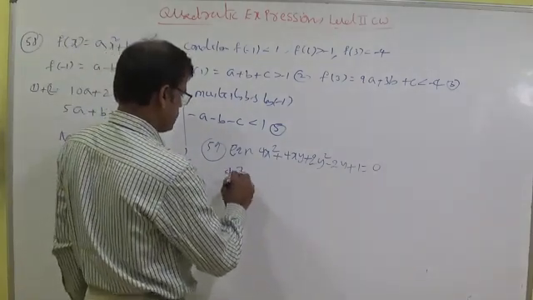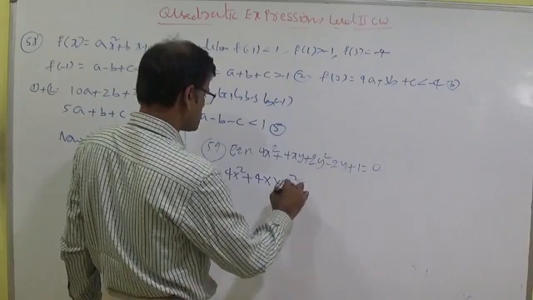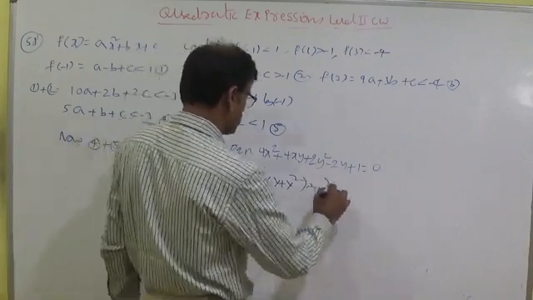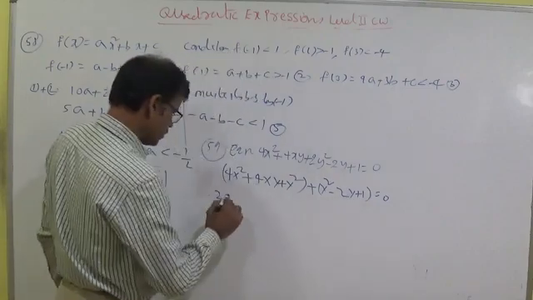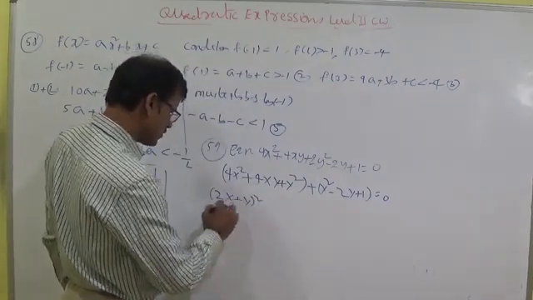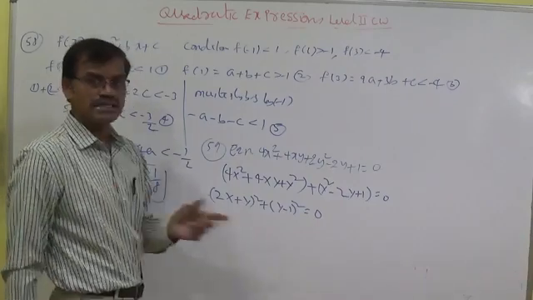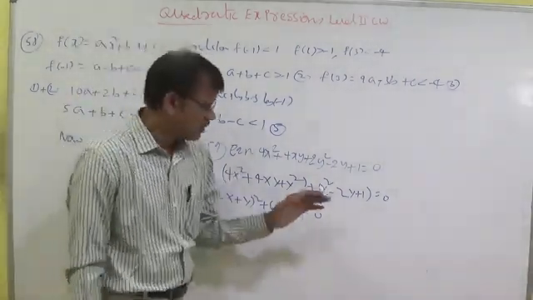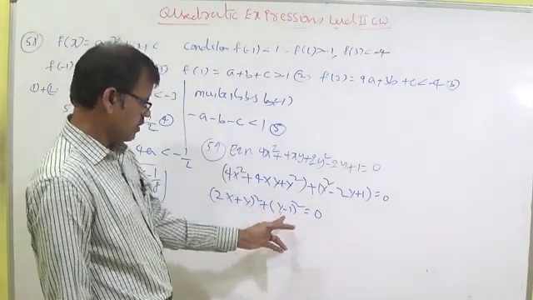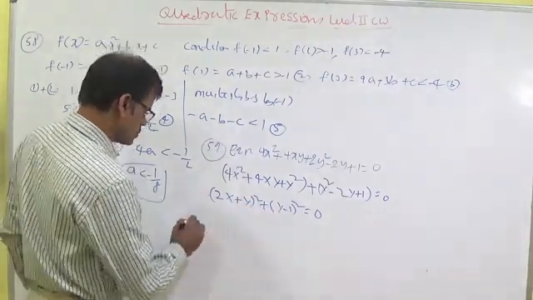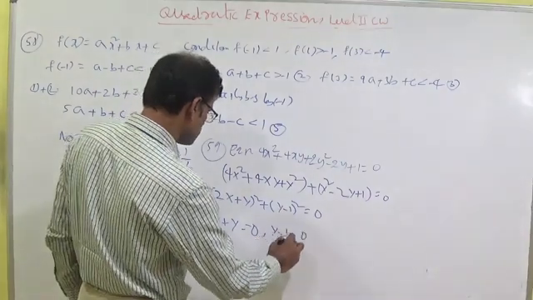Now let us write 4x square plus 4xy plus y square; this is a group. And y square minus 2y plus 1 equal to 0; this is a group. Now you can write this as (2x plus y) whole square plus (y minus 1) whole square equal to 0. Whenever the sum of squares equals 0, each is separately 0. That implies 2x plus y equal to 0 and y minus 1 equal to 0 separately.